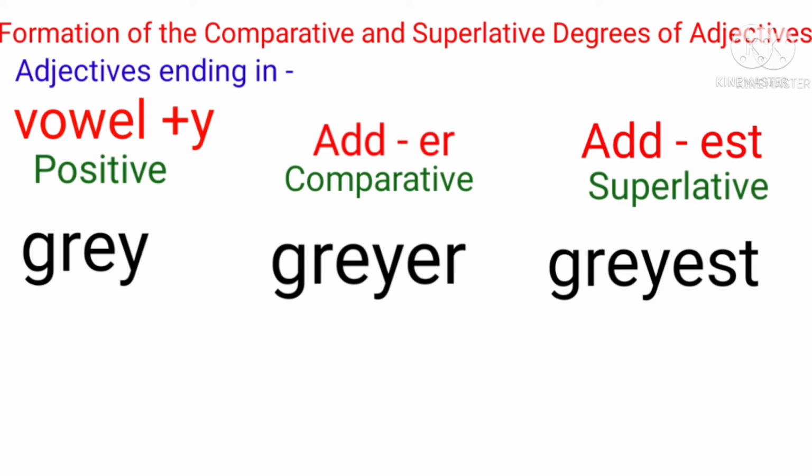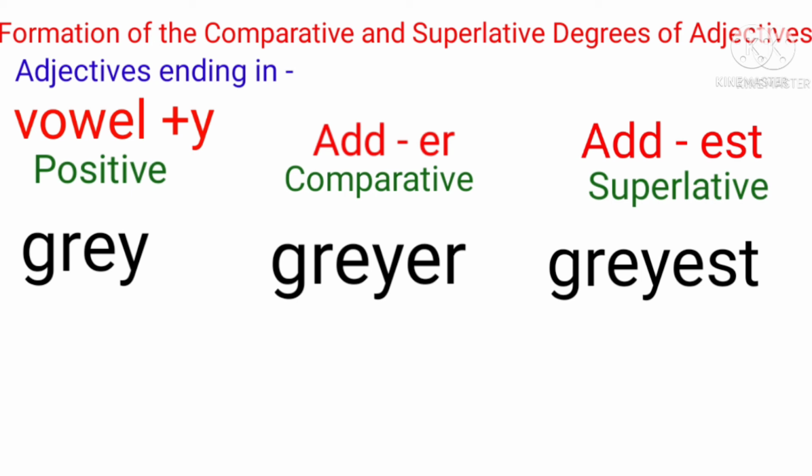Okay, so grey will become greyer when you are comparing between two things, okay, about the color. And if you are comparing more than two, then you have to add EST under superlative degree. I hope this point is clear to you. Okay, for vowel and for consonant. Alright, now let's move towards the other rule which we need to follow under degrees of comparison.